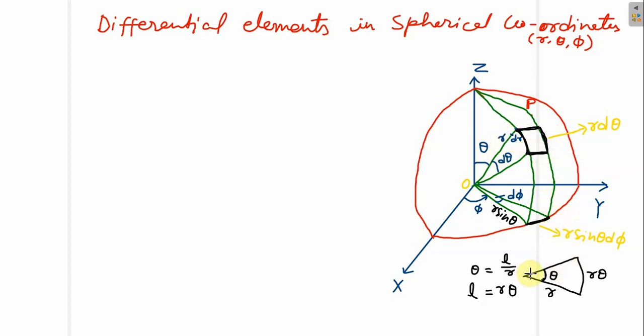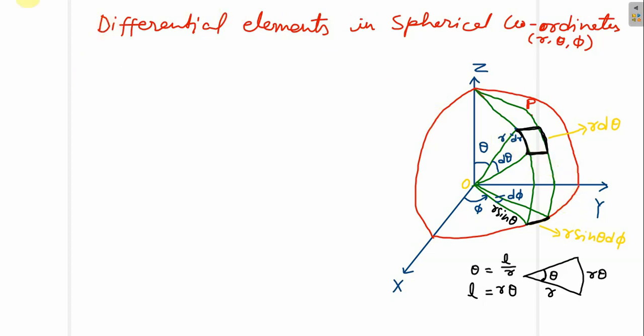We know very well that for an arc, the length of arc equals the radius times the angle. So here also, if I consider this one, this one and this one are both parallel, so obviously this one is r and this is making angle d theta, so this arc length will be r d theta. The projection of r on the xy plane is r sin theta, and again here also it is an arc, so this is r sin theta into d phi. So we have got these components.